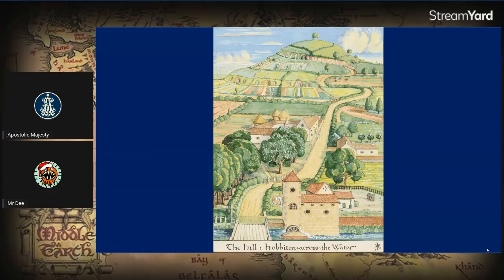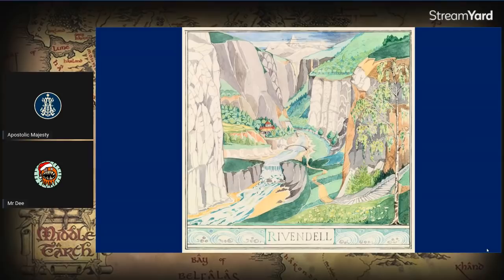Well, thank you for that summary. And this, of course, is the original Rivendell, before its later enlarging as a result of Peter Jackson's films. Yes, much less of a grand imagining.